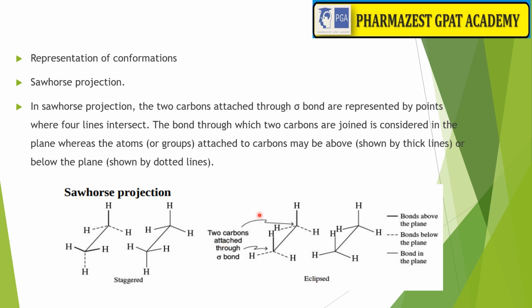Here this hydrogen is above the plane. The two carbons are attached through a sigma bond, same as in staggered form, and then rotation occurs. As a result, this hydrogen will come above the plane, and there is a minimum distance between these two carbon-hydrogen bonds. As a result, it experiences maximum repulsion, whereas here this is present above the plane and this is present below the plane. As a result, the distance between these two is maximum, hence minimum repulsion. This is the point which was discussed in the previous slides.